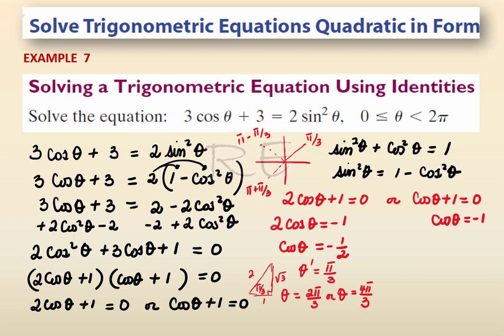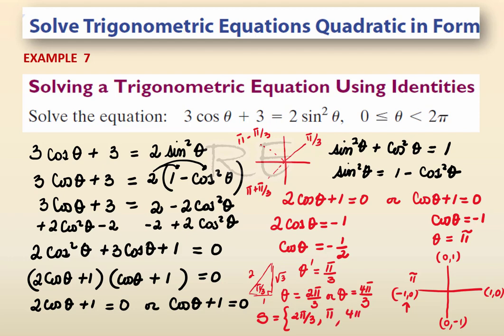Cosine theta equal to negative 1 for the second equation. Theta will be quadrantal. You need to remember that cosine represents the x coordinate. So 1, 0, 0, 1, negative 1, 0, and 0, negative 1. Negative 1, 0, cosine is equal to negative 1. That's pi. So theta is equal to pi. And we're going to list all the solutions: 2 pi over 3, pi, and 4 pi over 3.